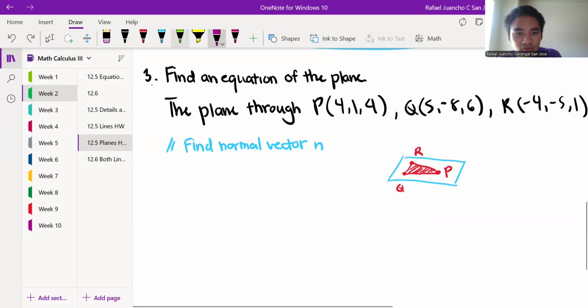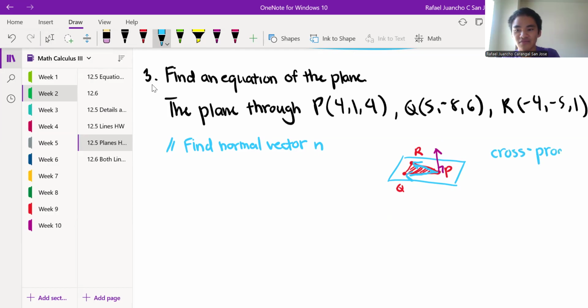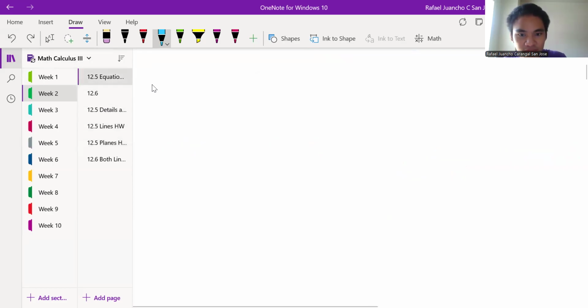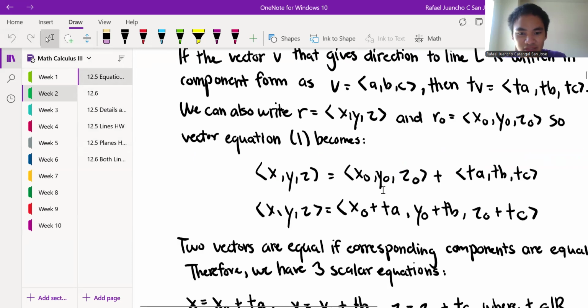What we can do is find a normal vector to here. How do we do that? Well, we have a vector PR and another vector PQ, and if we take their cross product, we get that vector. I think that was in our discussion somewhere. I totally forgot.